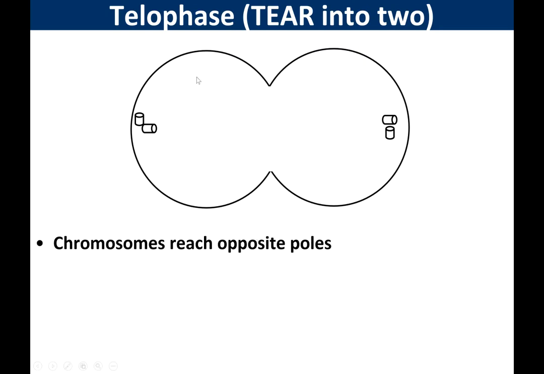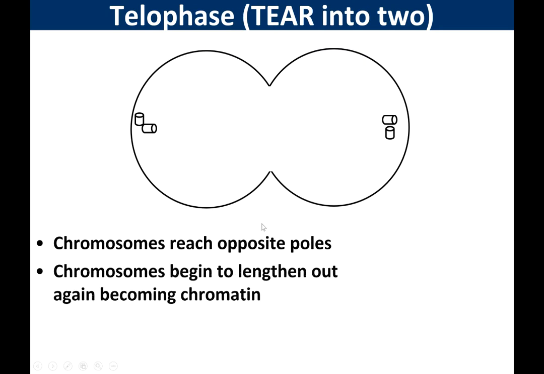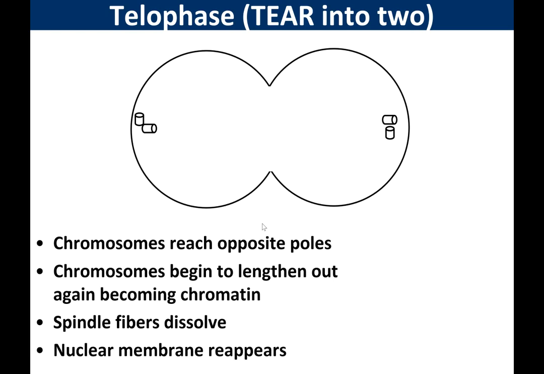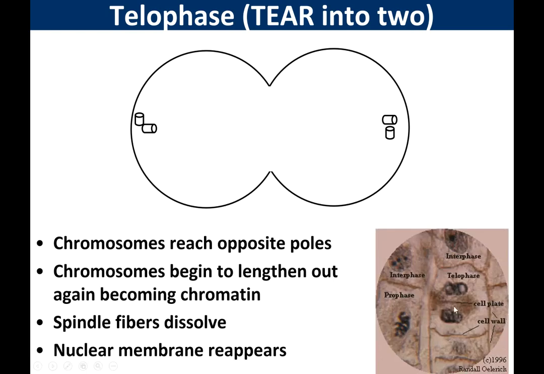Telophase. It's about to tear into two, so it's getting ready for that. The chromosomes reach the opposite poles. They begin to lengthen out and again become chromatin. Spindle fibers dissolve, and the nuclear membrane reappears. So here's a picture under a microscope of it.